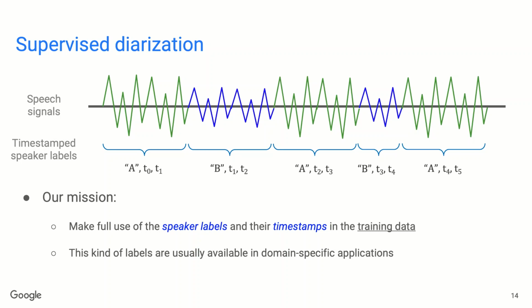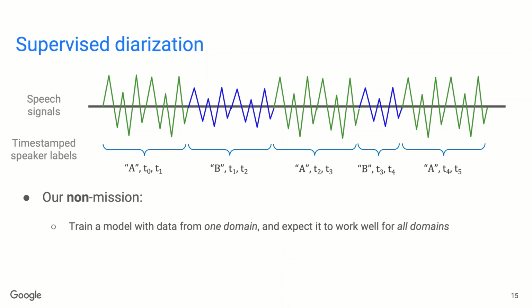If we only use the speaker label, we are doing supervised speaker recognition, not diarization. We can only claim we are doing supervised diarization if we are using the timestamps as well. Also, it's important to know that, although in general such timestamped labels are expensive to acquire, in some specific domains it's relatively easy, such as phone calls, where different speakers are recorded in different channels.